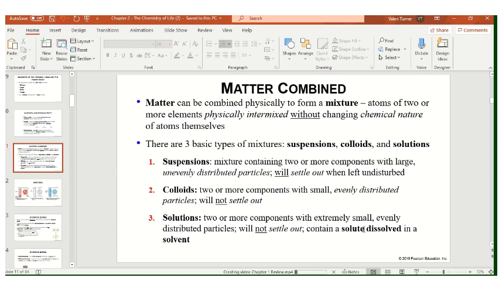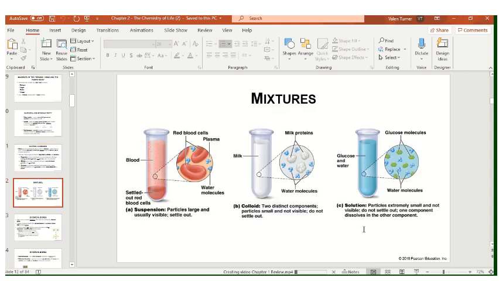Know these three mixtures and what's happening. Did you combine stuff and one settled to the bottom? Suspension. Did you combine and you see them both throughout the mixture? Nothing dissolved, nothing settled to the bottom. Colloid. Did you combine things together and one part dissolved the other? The solvent dissolved the solute. You have a solution.